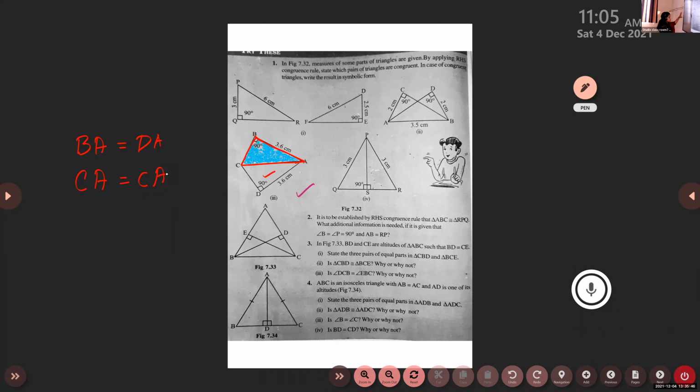Okay, so two sides you got, no? So one can be the hypotenuse. Children, this is the hypotenuse. And which side is along with the 90-degree angle? That is the altitude. The other, opposite to the 90-degree angle, is known as the hypotenuse. You know that. So hypotenuses are same and one more side is same. So the triangles are congruent. So can you tell me which are the two triangles congruent?